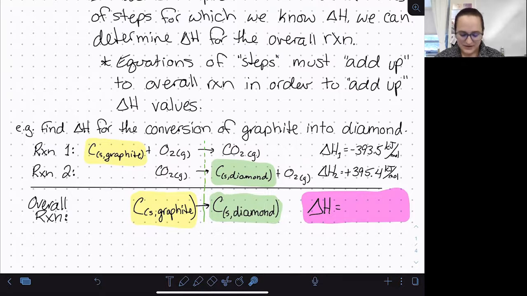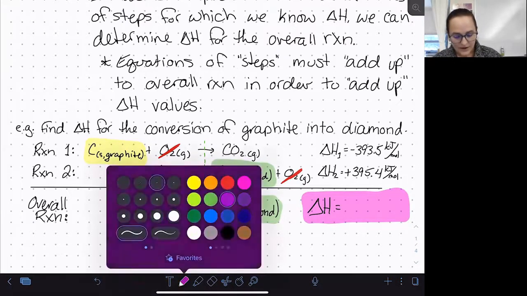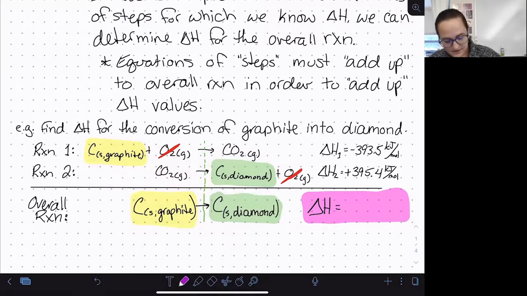But if we look closely, we find that we have an oxygen on the left and an oxygen on the right. So when we add these two equations together, we have oxygen on both sides. It's not actually doing anything. We can subtract oxygen from both sides or cancel those two things out. So the oxygen up here is going to cancel the oxygen down here. And similarly, for the carbon dioxide, we have carbon dioxide on the left in reaction 2, on the right in reaction 1.